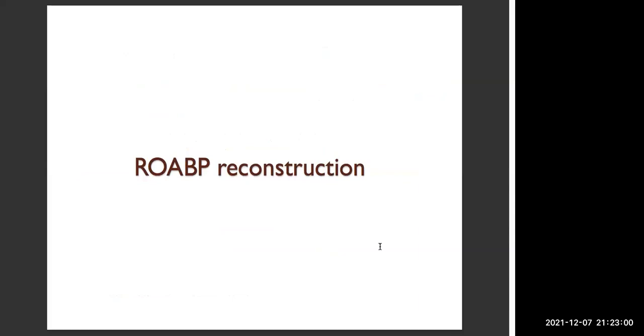Okay, so now I'll go into some details of the ROABP reconstruction algorithm. I'm sure things are mostly familiar to some of you. Might be a little boring, but yeah, introductory talks, I have no choice.